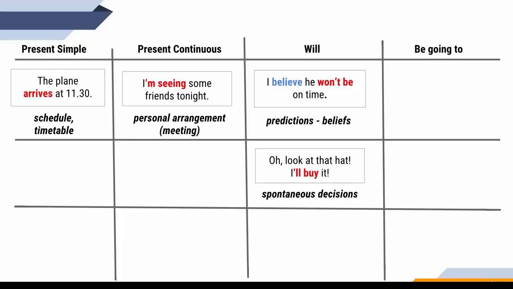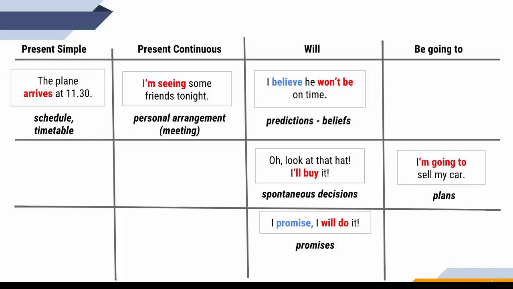Also, when there is a spontaneous decision, for example, you are walking down the street, you see something, you decide that you want to buy it. Here there isn't any plan in advance. There isn't a decision based on some thinking over the problem. It's done spontaneously. The third usage, promises. I promise I will do it. I promise I will help you.